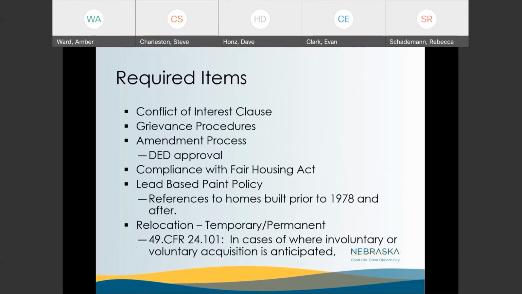Okay. So some additional required items for your program guidelines. You should always include a conflict of interest clause, your grievance procedures, your amendment process. You're always going to have DED approval in there as well. What's your compliance with the Fair Housing Act, your lead-based paint policy, specifically homes built before 78 and after. You'll want to identify how you plan to incorporate those items for those units. And then relocation, if it's temporary or permanent, your program guidelines are always going to want to have this in there in cases where involuntary or voluntary acquisition is anticipated. You'll want to identify DED before anything's done. So relocation, if you come across that situation, make sure DED is informed before anything's done.